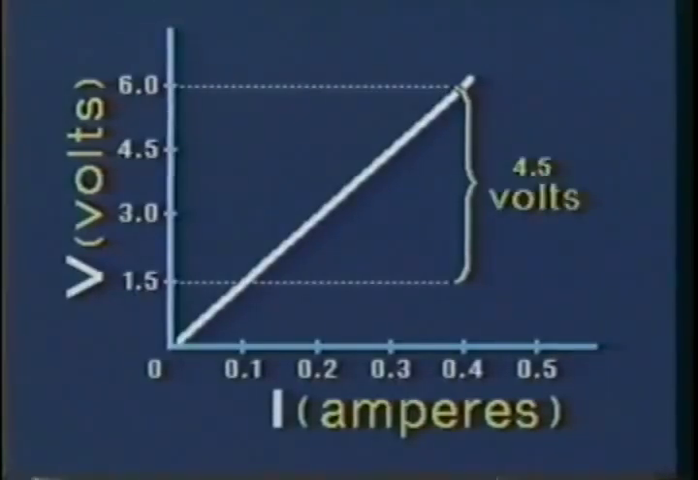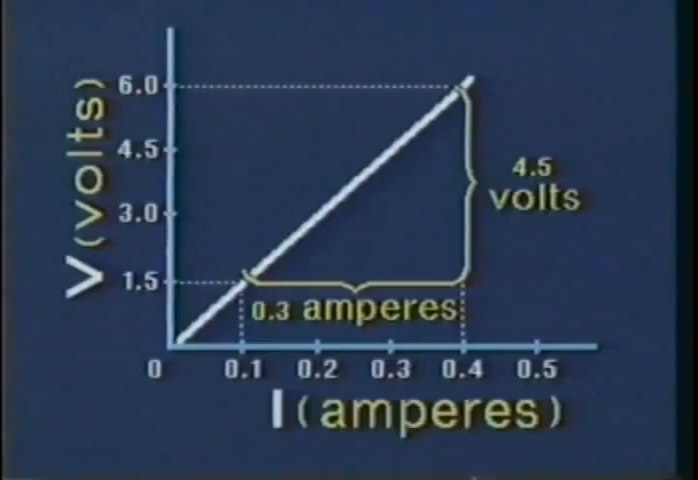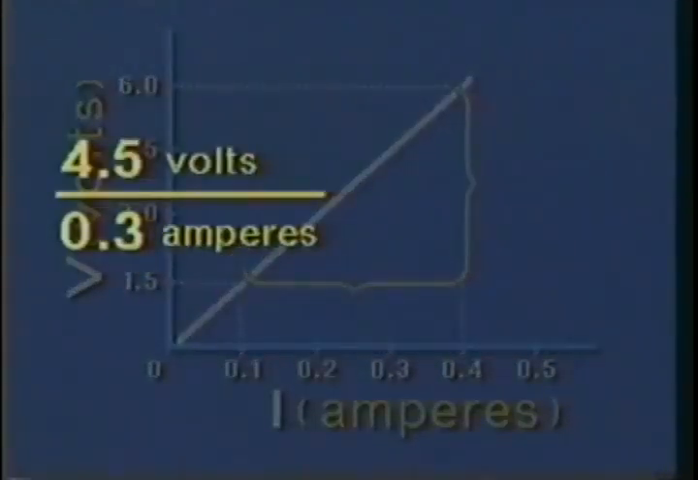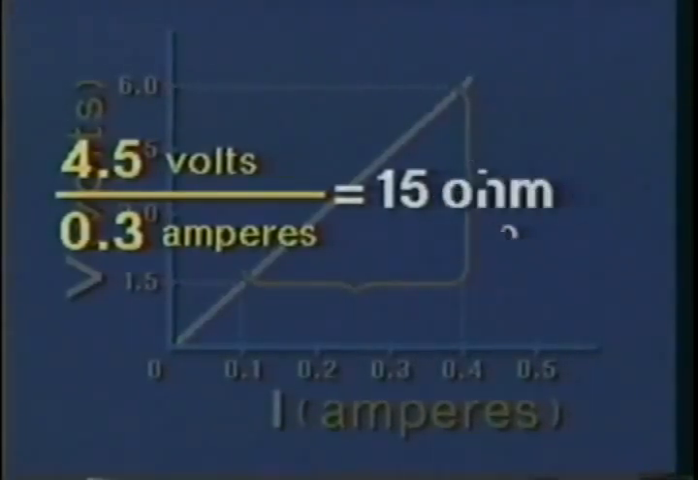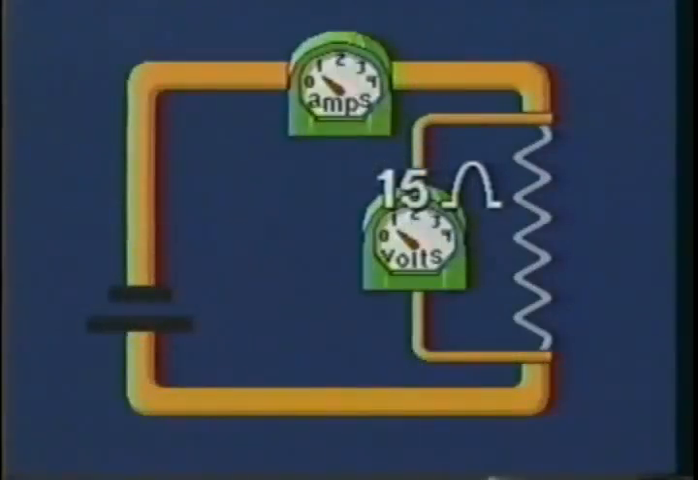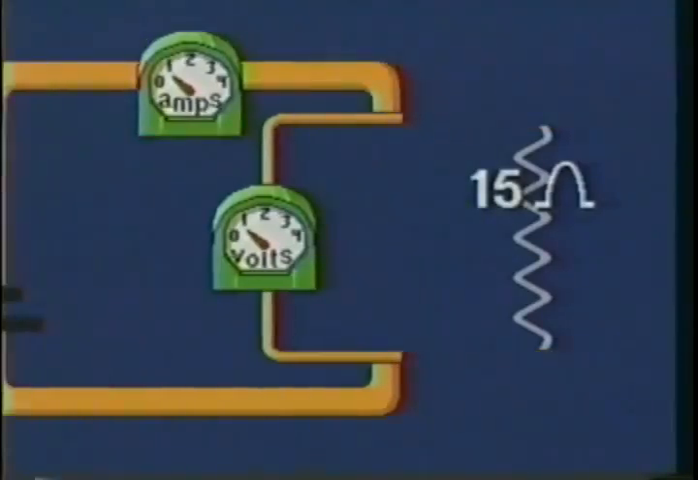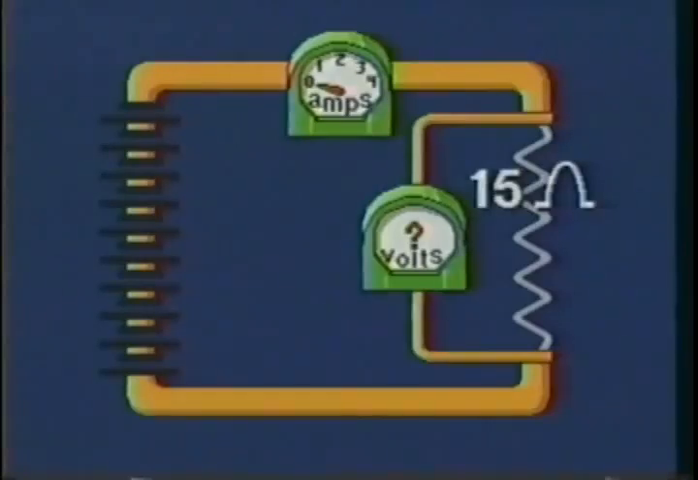Taking the increase in potential difference anywhere along this line and dividing it by the corresponding increase in current, we'll always calculate the same value in volts per ampere. A volt per ampere is called an ohm, often shown like this. So our heating element is a 15-ohm resistor. The resistance of a resistor is a special characteristic that doesn't change when it's placed in another circuit.